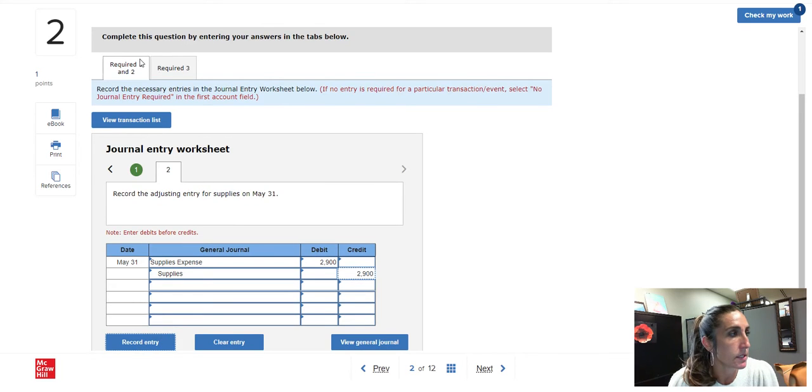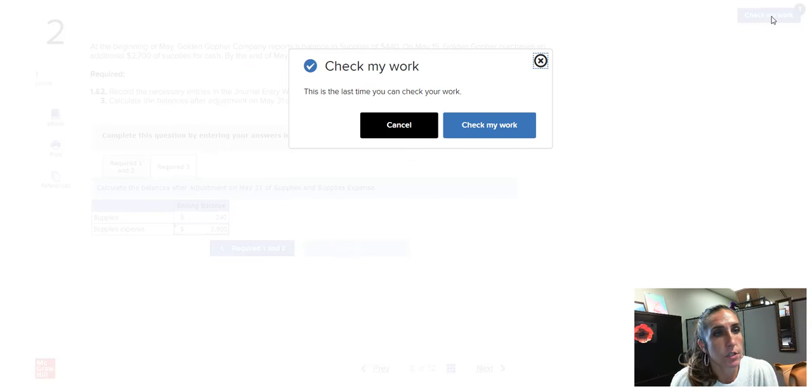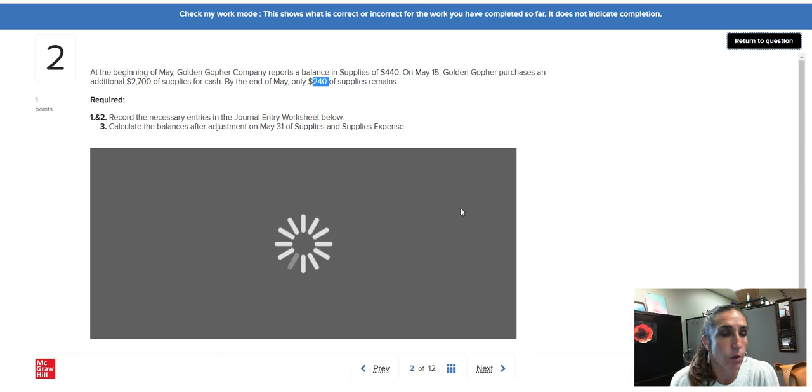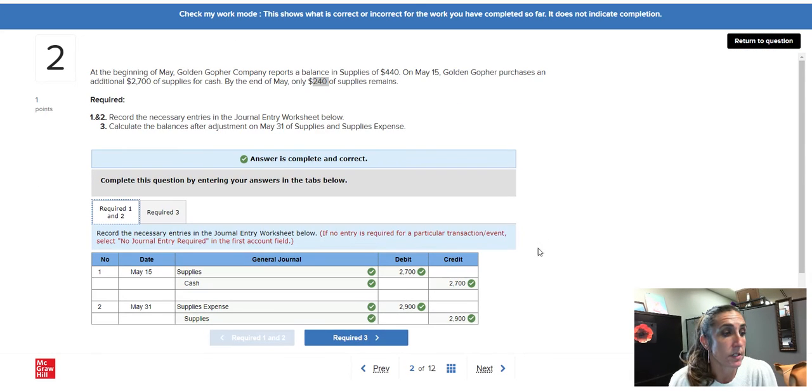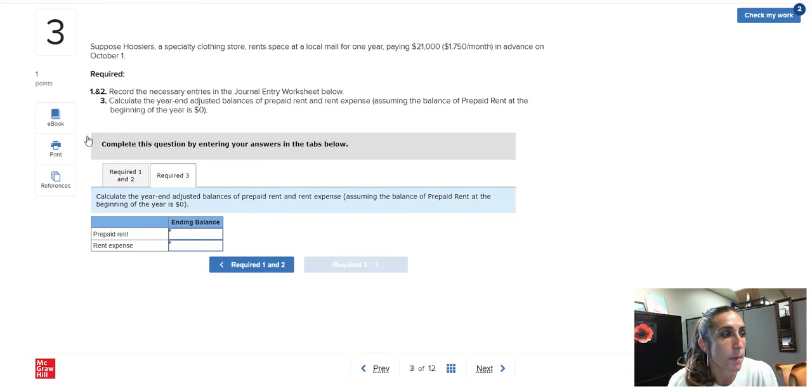Then it says requirement 3, give the balance of each of these accounts. The supplies expense balance is only the amount that we adjusted, that we used. But the supplies, the asset, the remaining value in your supplies account reflects 240. So check your work. It should say everything is complete and correct, and then you can move on to the next question. The next question is going to ask you about prepaids.